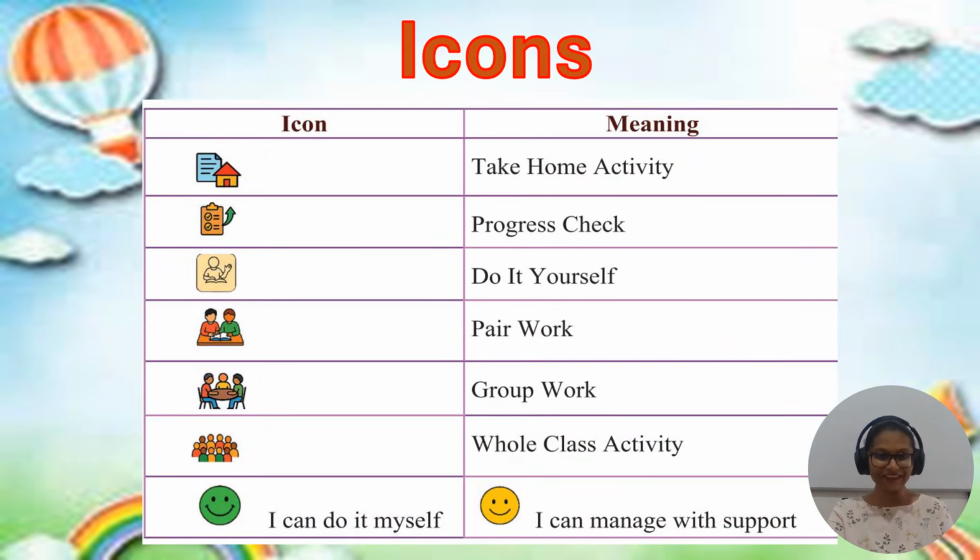First of all, today also with this lesson, you have to be familiar with these icons. They are take home activity, progress check, do it yourself activity, pair work, group work, whole class activity, as well as you will be familiar with two phases, green phase and yellow phase. Green phase means I can do it myself. Yellow phase means I can manage with support. Right.